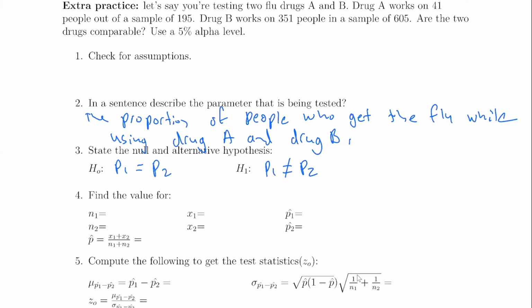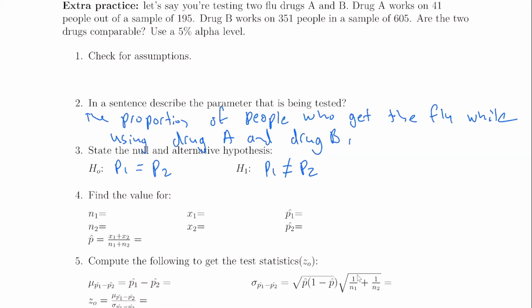Since they didn't really give us any indication that they think drug A or drug B works better, essentially we're going to say they're just not comparable. So the null hypothesis is that they are comparable, but for the alternate hypothesis, we're going to say that the two drugs are vastly different. All right, so let's go ahead and do step 4.